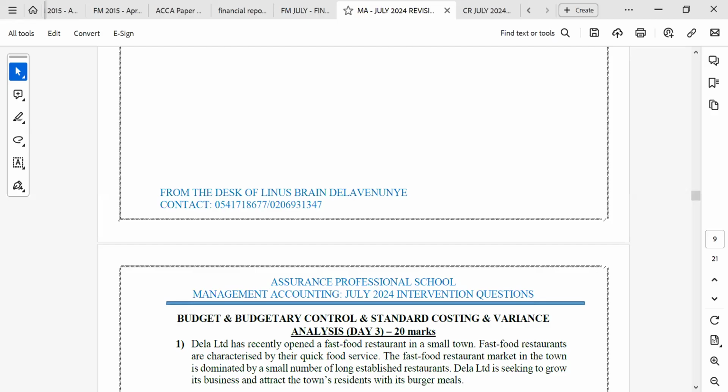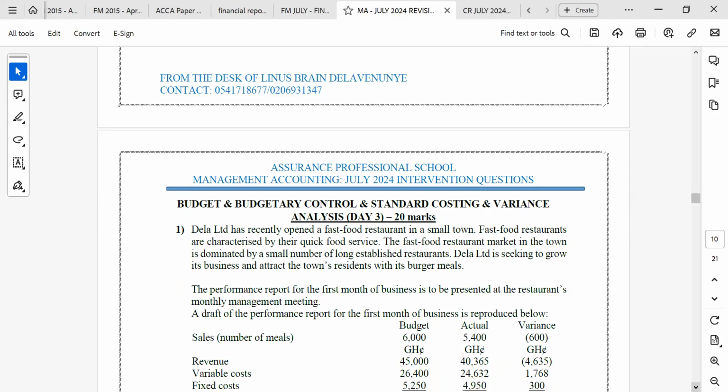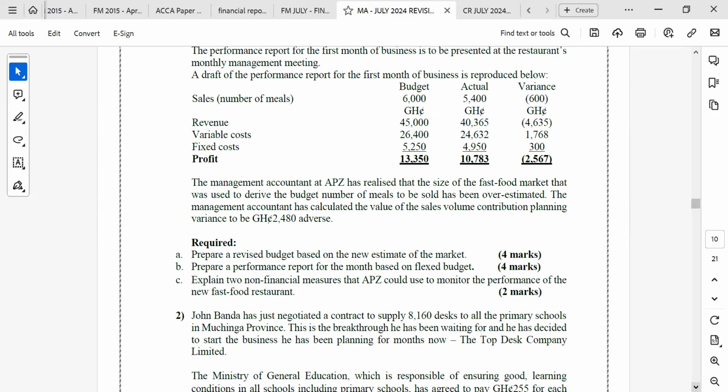Okay, we'll be looking at the areas of budget and budgetary control, the various types of budget that you can prepare, and the various types of budget that they will be asking you to prepare in the exam. Okay, so I've made it that we can see all the types of budget in one question or maybe in two questions. So we come to standard costing also.